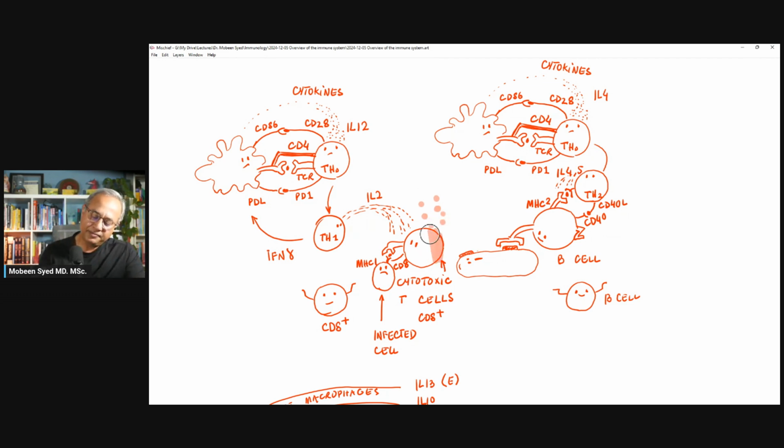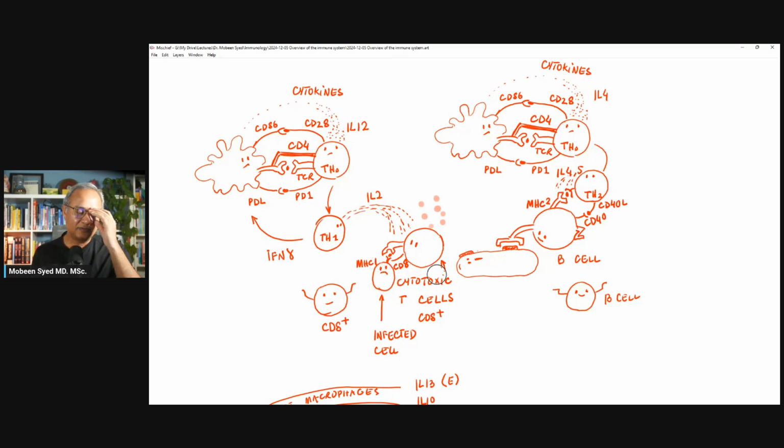One of them had the privilege to bind with an infected cell's MHC1. Cytotoxic T cells are CD8 positive, so they would bind with MHC1. MHC1 is expressed on standard cells, all body tissue nucleated cells.